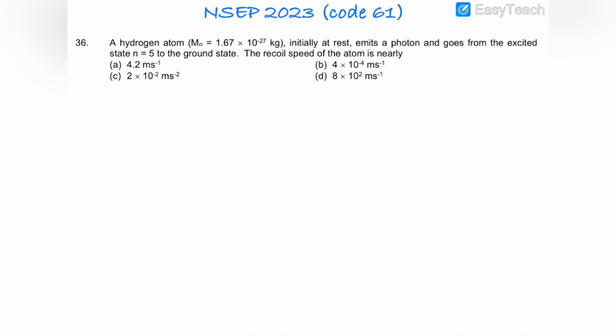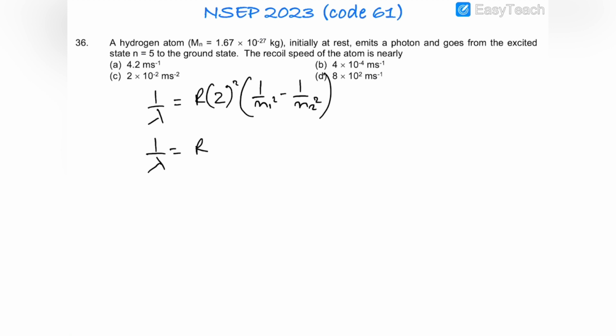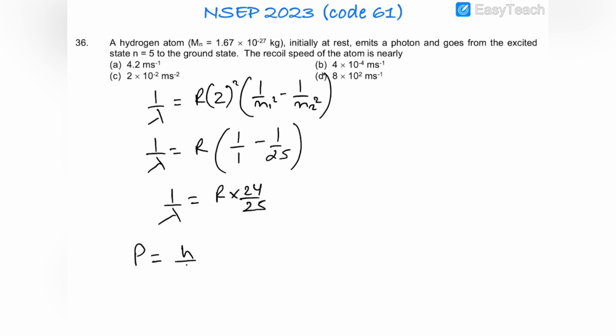In this question, you can see that a hydrogen atom is initially at rest, and it emits a photon and goes from excited state 5 to ground state. We have to find out the recoil speed of the atom. So we know that when it will emit a photon, 1 by lambda would be R Z square into 1 by n1 square minus 1 by n2 square. And 1 by lambda will be R, Z is 1 and n1 is 1, minus n2 is 5. So 1 by lambda will be R into 24 by 25. And the momentum of this photon will be h by lambda, and h by lambda will be equal to R h into 24 by 25.